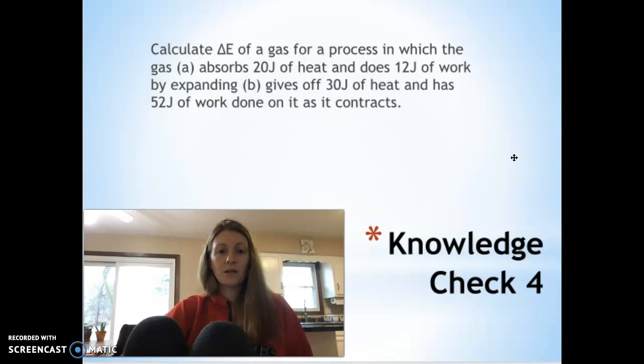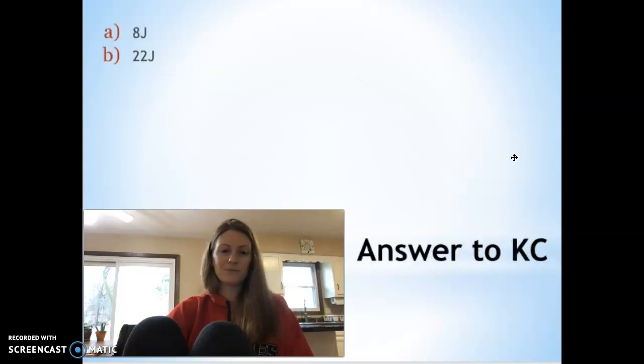What I want you to do is try and calculate delta E of a gas for a process in which the gas will A, absorb 20 joules of heat and do 12 joules of work by expanding, and B, give off 30 joules of heat and have 52 joules of work done on it as it contracts. So notice it doesn't really matter what gas we're talking about here. It can be any gas, but you should be able to hopefully know the correct signs of Q and W based on what we just talked about. So take a moment to figure it out, and I'll go over the answers now.